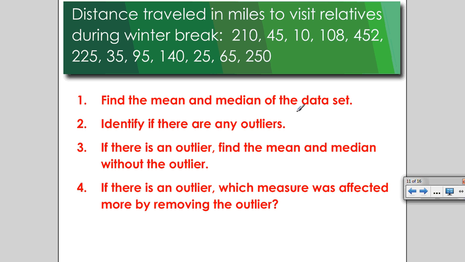All right. So right here, we find the mean. I'm going to let you guys do that by yourself on this one because I already gave you a couple of examples. Identify if there are any outliers. So let's look at this and see if we can find any outliers.